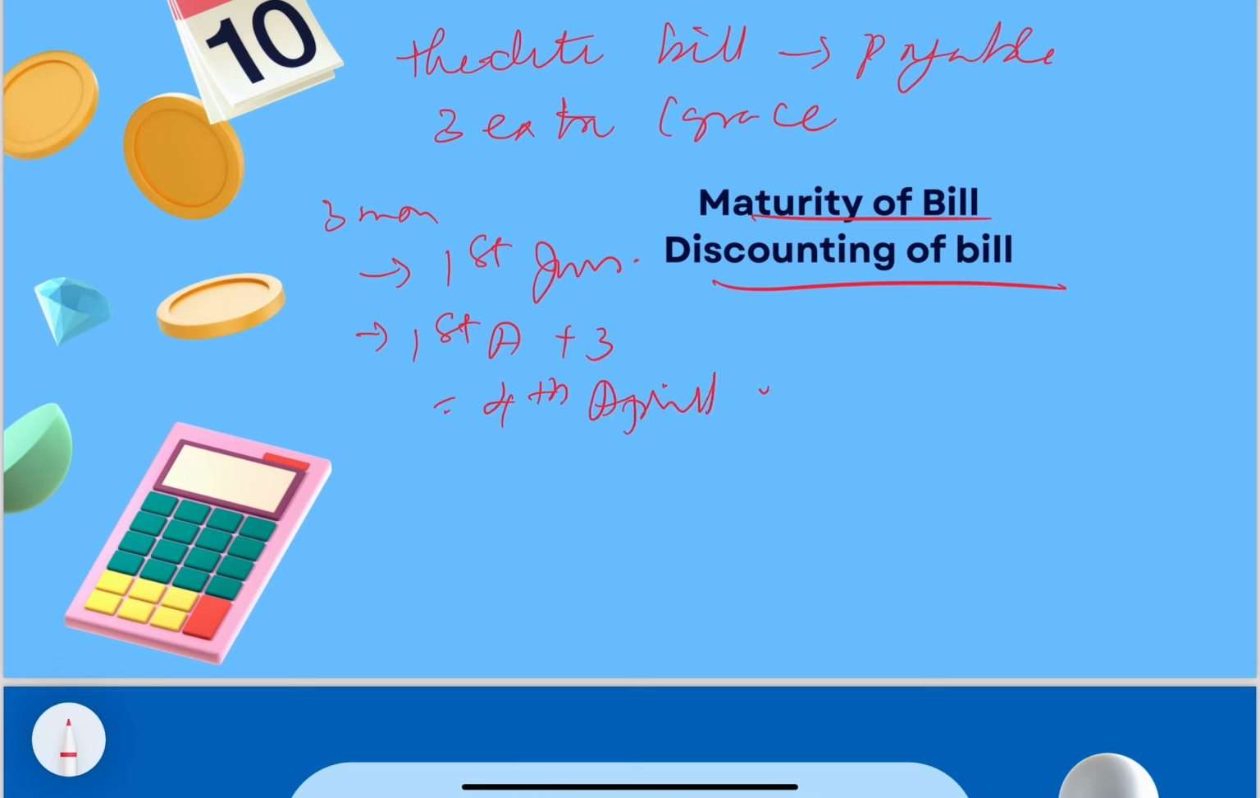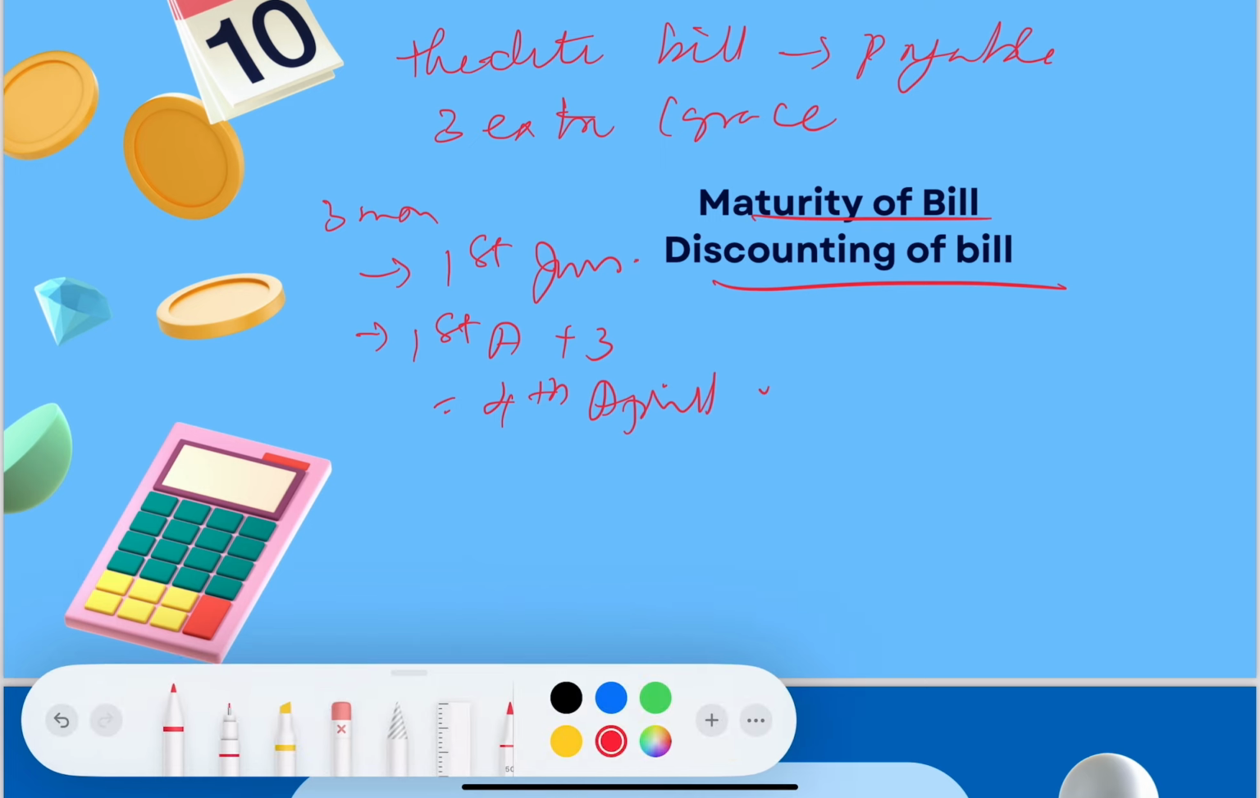So what is discounting of a bill? If the holder of a bill needs money before maturity, so he needs money before maturity.